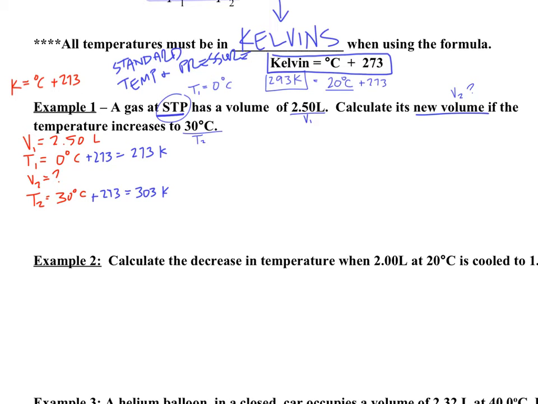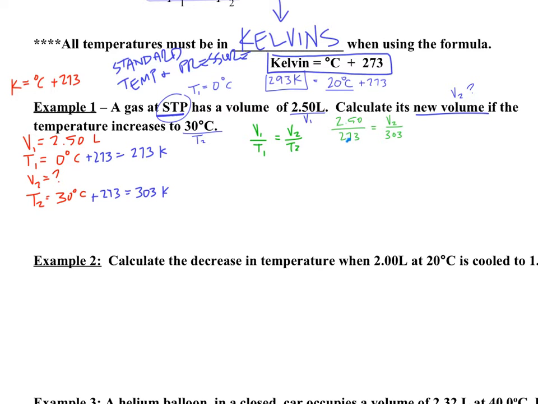So my equation says V1 over T1 equals V2 over T2. So I'm going to plug in the information I know. V1, my starting volume, is 2.5 liters. My initial temperature converted in Kelvins is 273 Kelvins. Equals V2 is what I'm trying to solve for. I'm trying to figure out what my new volume is. And T2, after converting it to Kelvin, is 303. All right, so I've got my proportions set up.